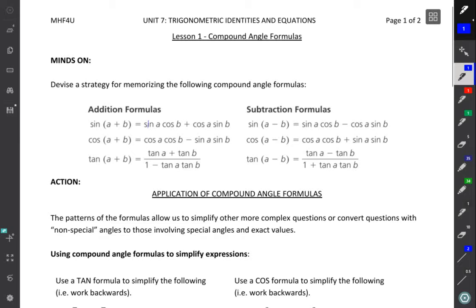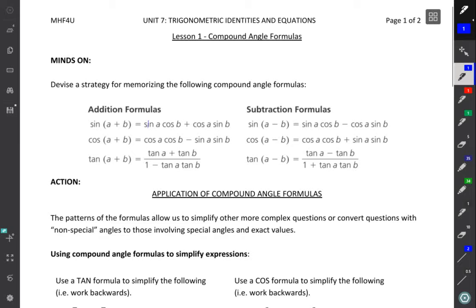So with the Minds On, you'll see here that I am encouraging you to devise a strategy for memorizing the compound angle formulas. It'd be a good idea for you to stop right now and think about how you could memorize them and see if there's any kind of patterns that could help you in remembering them. I'm going to share with you what I use to help me remember them.